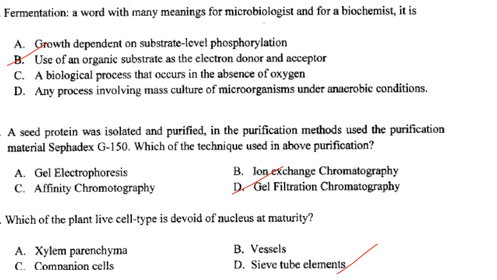Then next one. Which of the plant cell types is devoid of nucleus at maturity? So it is sieve tube elements that are devoid of nucleus at maturity. Answer is option D.